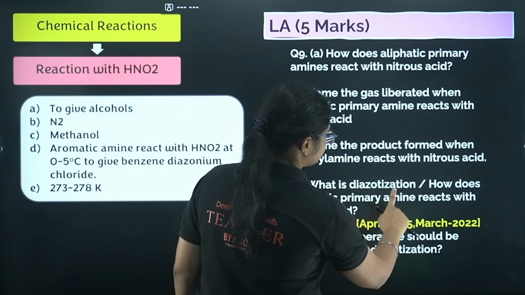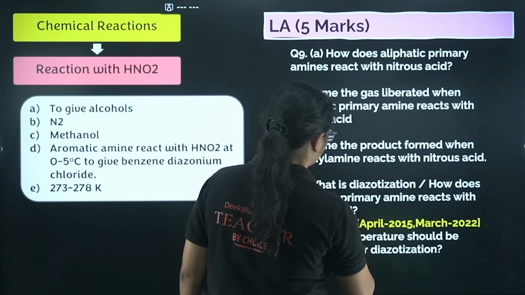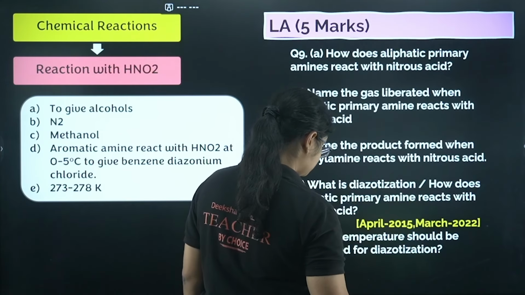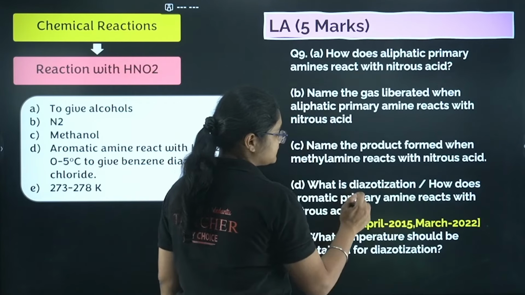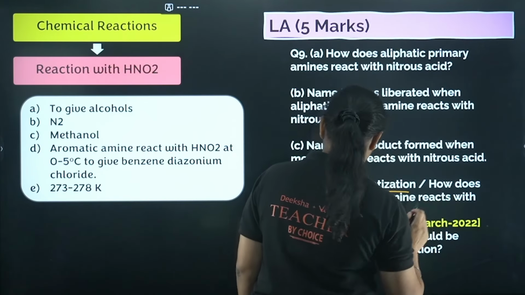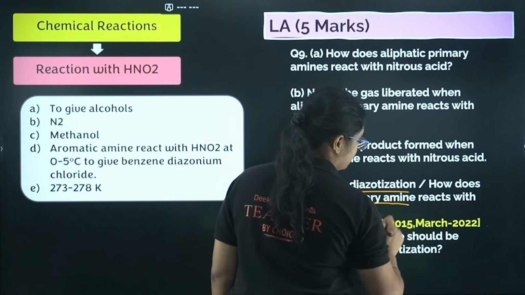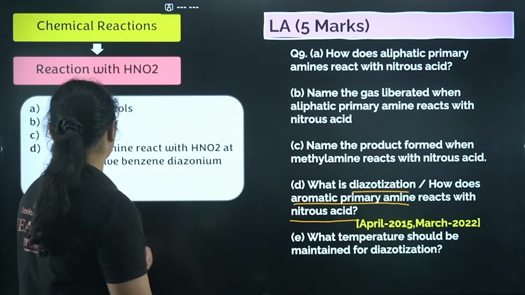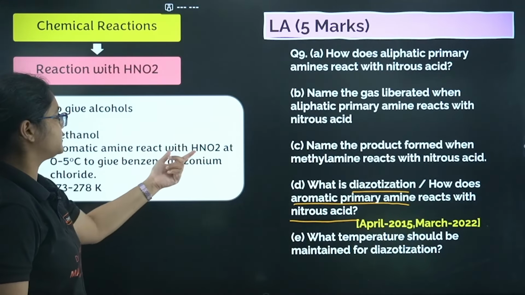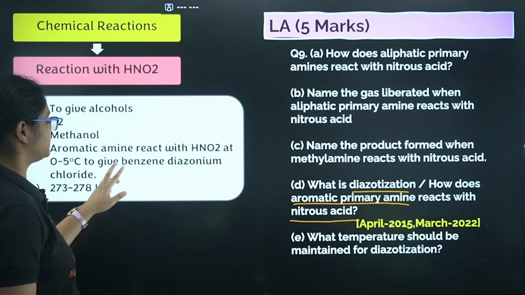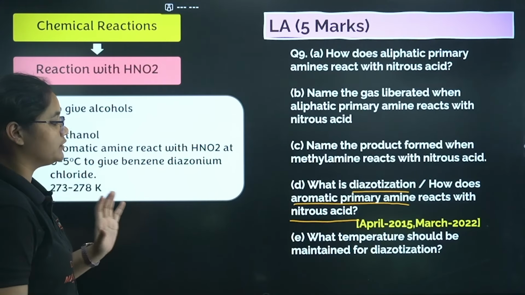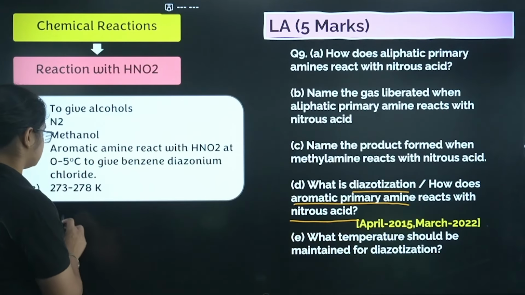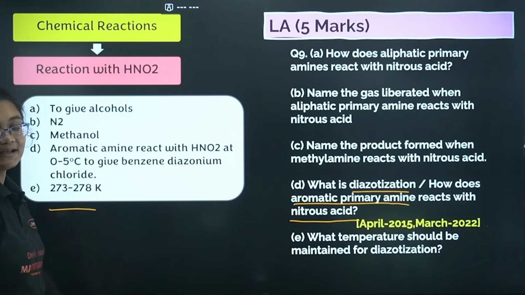Next, what is diazotization, or how does the aromatic primary amine react with nitrous acid? You can see aromatic amine reacts with nitrous acid at this lower temperature to give you benzene diazonium chloride. Next, what temperature should be maintained for diazotization? This is very important, 0 to 5 degree Celsius.